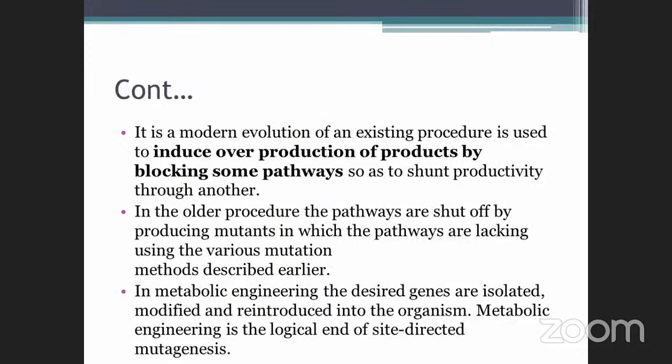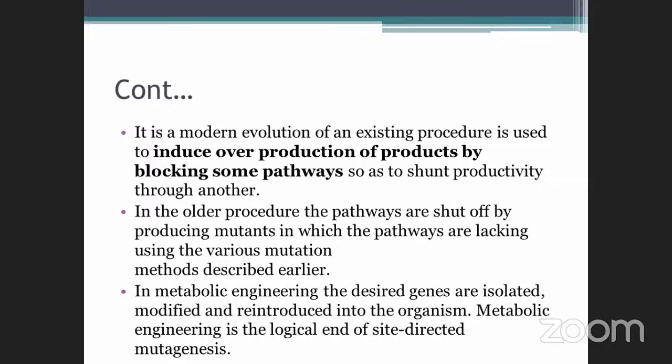So this is one modern evolution of an existing procedure, used to induce overproduction of the product by blocking pathways. Exactly, sometimes your product is produced from a particular pathway, and in this pathway, whenever the starting raw material, the substrate, is there, that substrate is sometimes also channelized for the production of some other byproduct. But if you ultimately do not require that byproduct, then you just block that particular byproduct pathway.